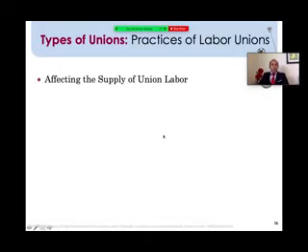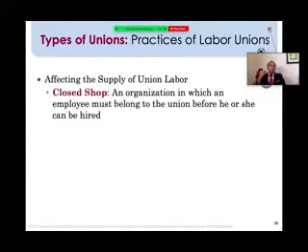Now, affecting the supply of union labor means how the supply of the actual labor that is part of the union is affected. We have the conditions of a closed shop, and this is the case where an organization in which an employee must be part of the union before he or she, or the actual person, depending on who it is, doesn't matter nowadays, can be hired. A closed shop is that any organization in the industry commits to only hiring someone that is part of a union.